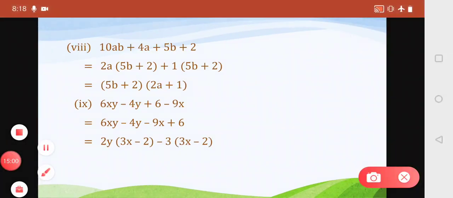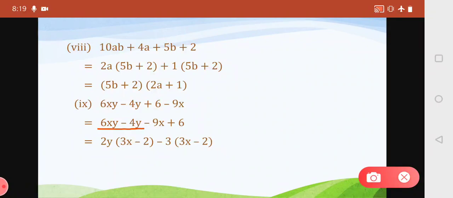The first group is 6xy minus 4y. 6 and 4 both come in the table of 2, so we take out 2 as common, and the variable y is present in both the terms, so we take out y common. After taking out 2y common from the first group, we are left with 2 threes are 6 and the variable x, so we write 3x, minus sign as it is, and from 4y, if we take out 2y common, we are left with 2. So we write 2y into (3x minus 2) for the first group.